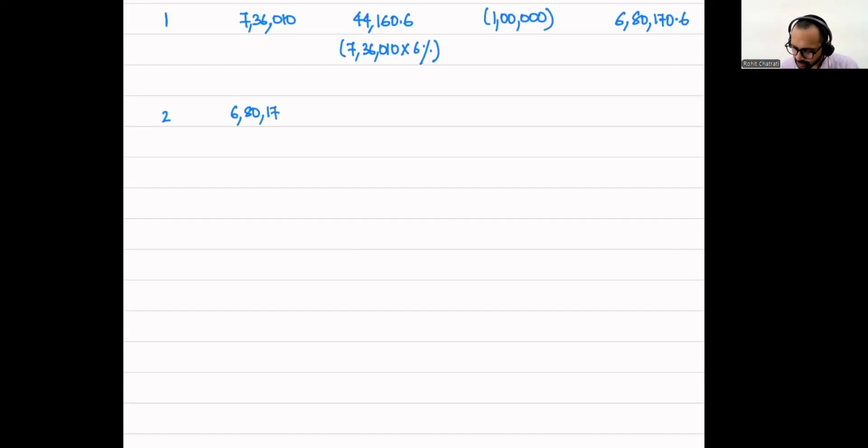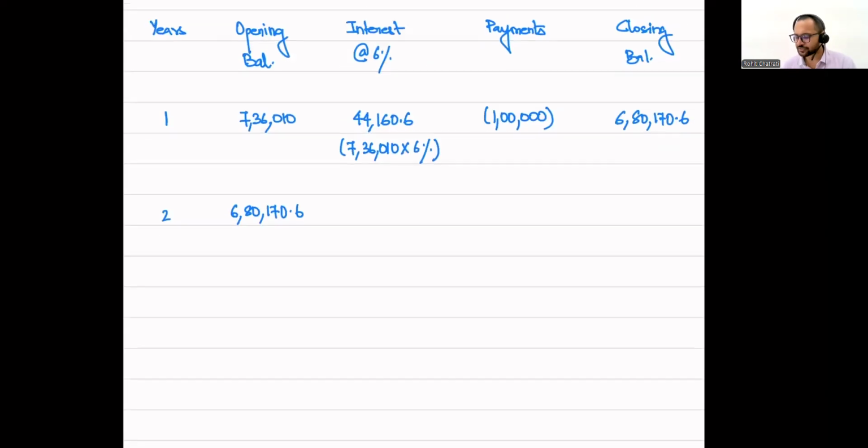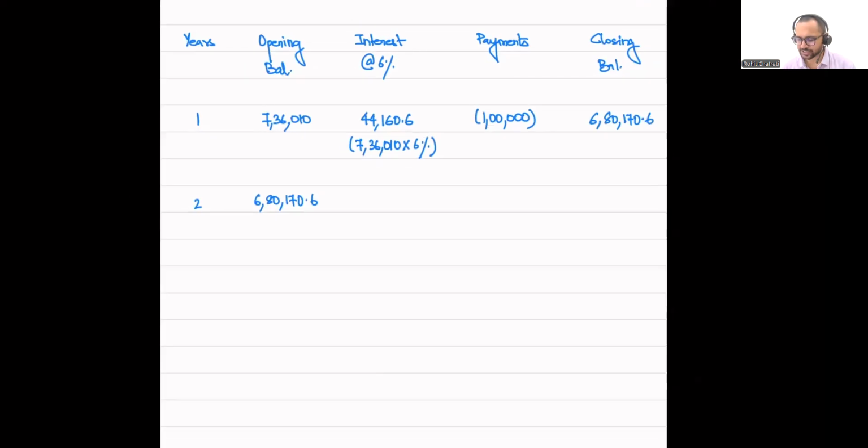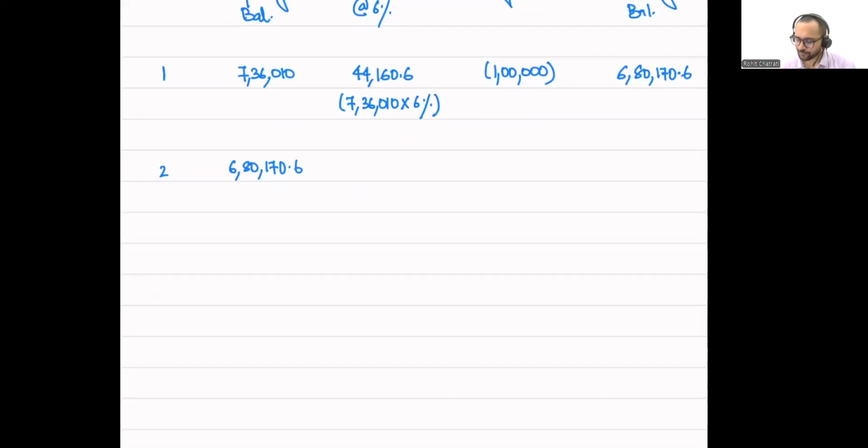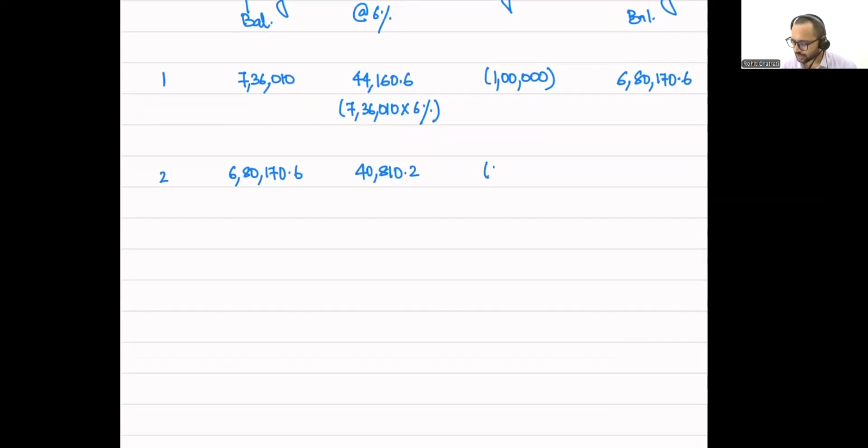So it's 6,80,170.6. The interest for the second year will be 6,80,170.6 multiplied by 6 percent. So that is going to be equal to 40,810.2. I then have payments equal to 1 lakh rupees. So I'm deducting this 1 lakh. The lease liability will be reduced by payments. So my closing balance will be 6,80,170.6 plus 40,810.2 less 1 lakh, which is equal to 6,20,980.8.